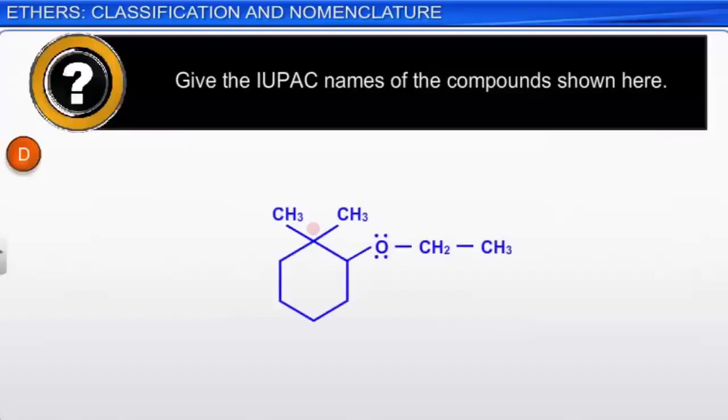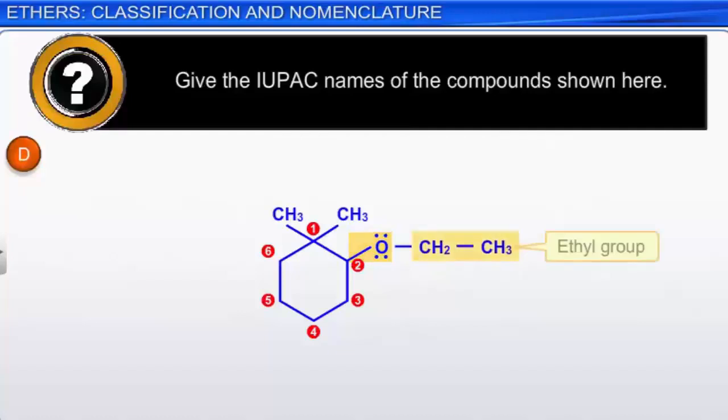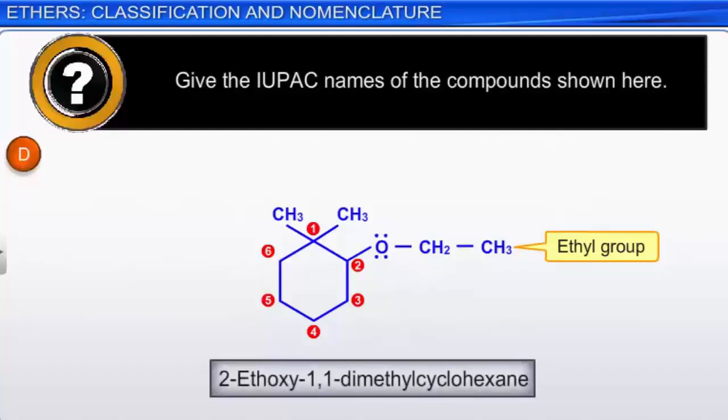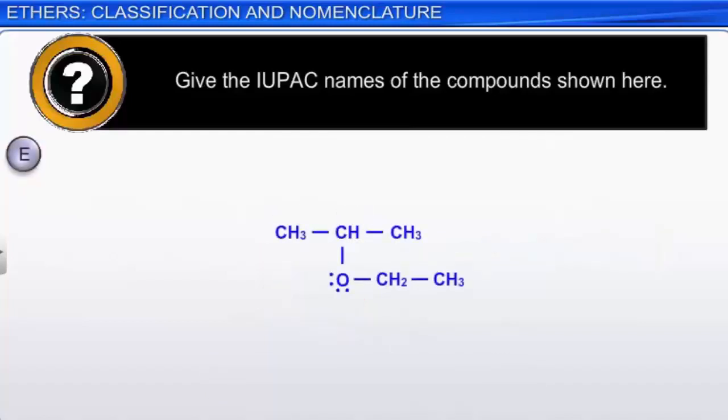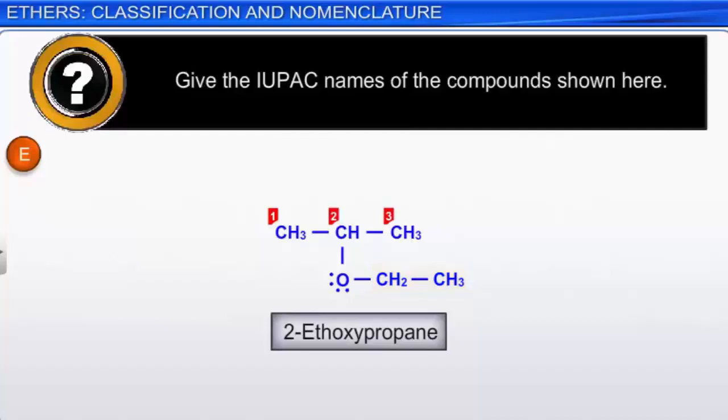Molecule D has a 6-carbon substituted alicyclic chain with an ether linkage attached to the ethyl group at carbon 2 as shown. Therefore, its IUPAC name is 2-ethoxy-1,1-dimethylcyclohexane. Molecule E has a 3-carbon chain with an ether linkage attached to an ethyl group at carbon 2. Its IUPAC name is 2-ethoxypropane.